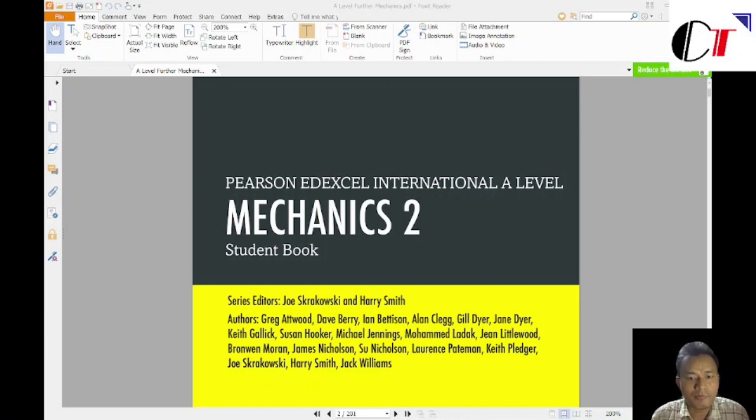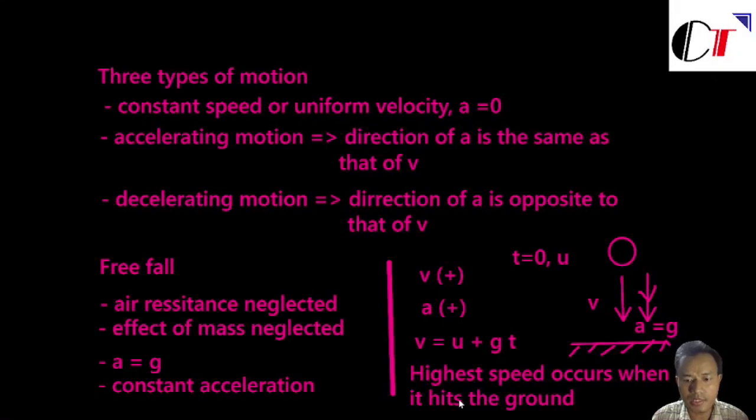But before we do it, as usual with our lectures, let's have a look at some of the important points that we studied in the previous videos. So basically, we first look at the three types of motion, and those are constant speed, accelerating motion, and decelerating motion. And of course, we also have variable acceleration, but this will be covered in another chapter.